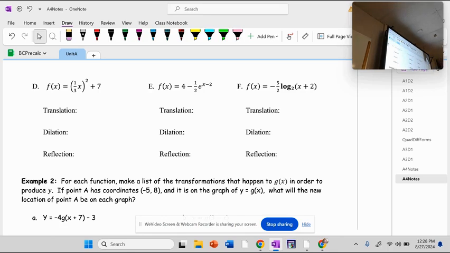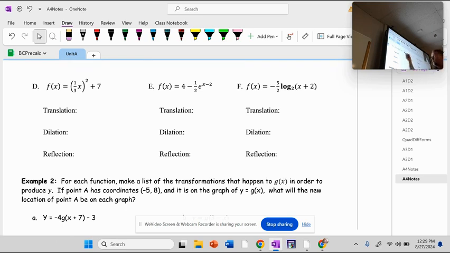You've never done, you don't even know what e is anyway, I don't think. e is a nice little number for growth and decay situations. I don't care if you know what a log is, and that's just the base. That negative is just to flip over the x-axis. 5 halves is bigger than 1, so it's a vertical stretch. And then it's 2 left.